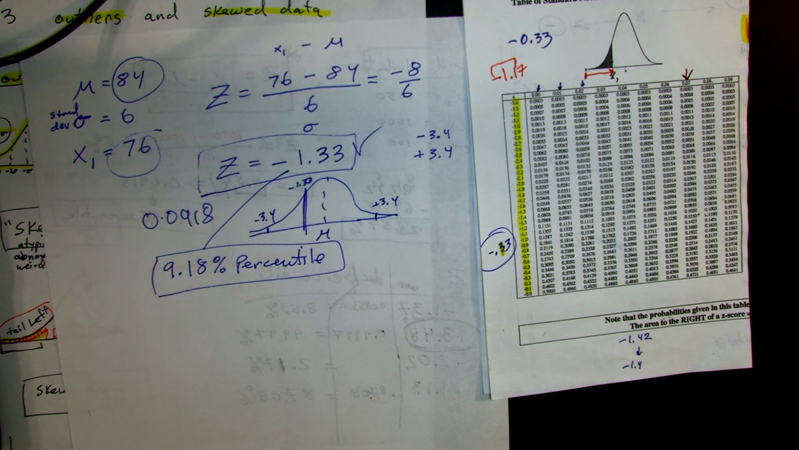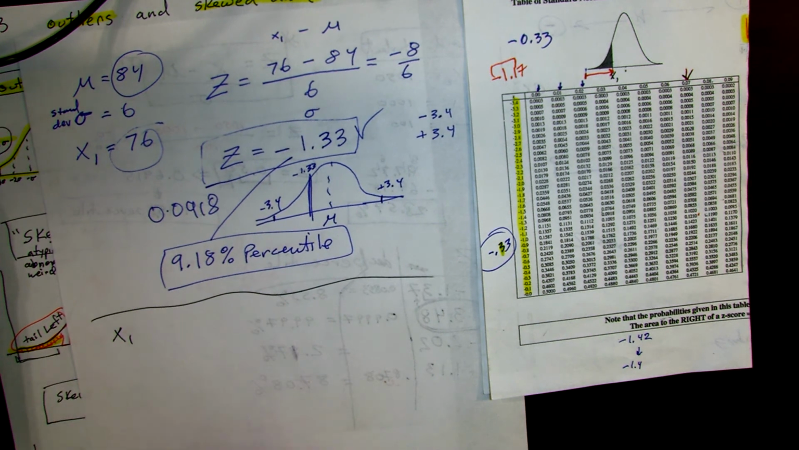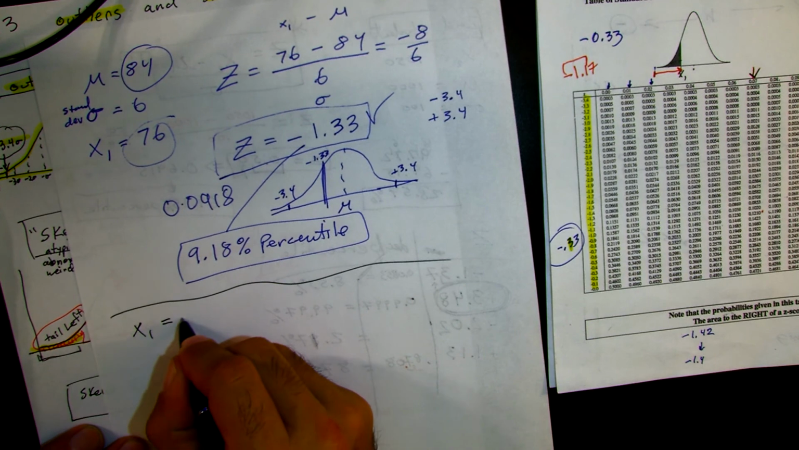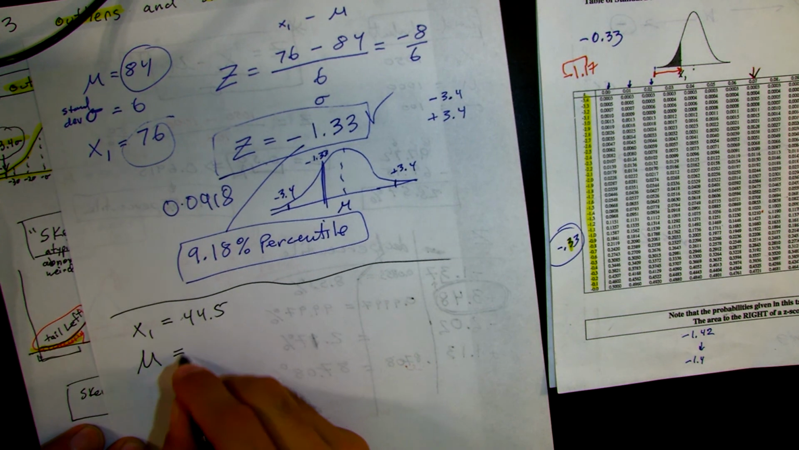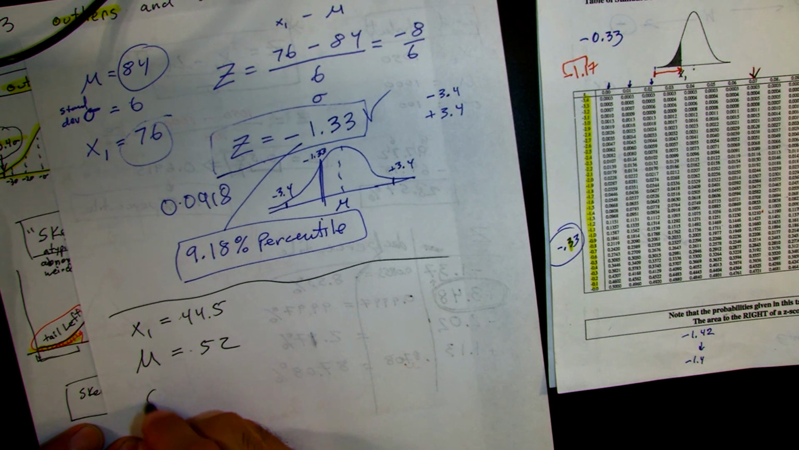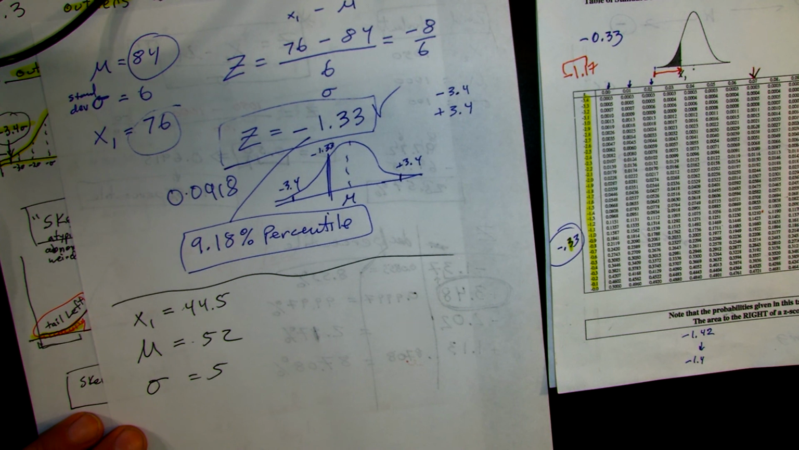A patient recently diagnosed with Alzheimer's disease takes a cognitive abilities test and scores a 44.5. So that's their score, our x sub 1. We have a mean of 52 and a standard deviation of 5. Now look at the question, this next sentence. Really read that on your own. What's the last sentence?